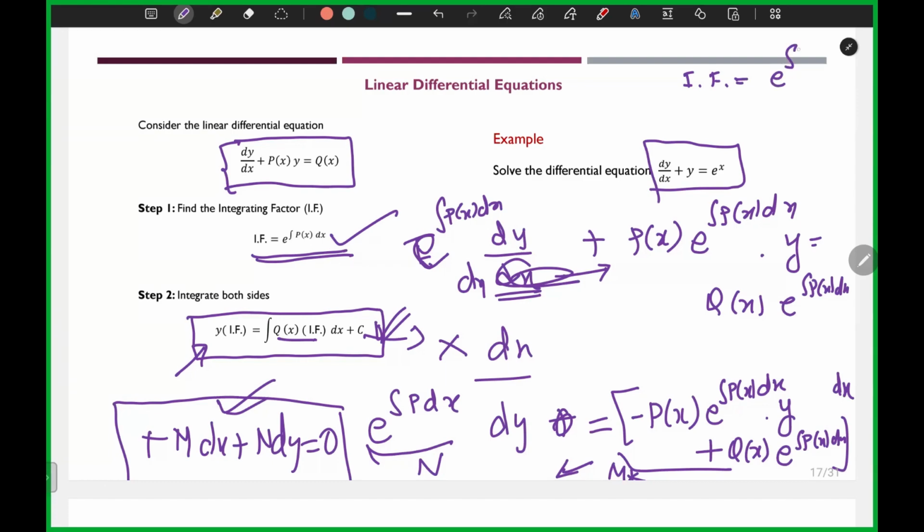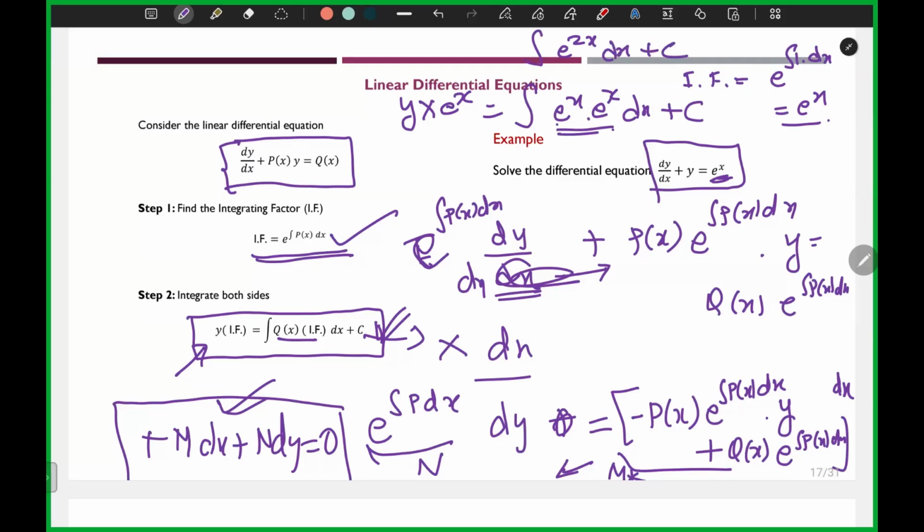e to the power integral 1 dx, that is e^x. And what will be the final solution? y into the integrating factor equals the integral of Q(x), what is Q(x) here? e^x, into what is the integrating factor? e^x. So e^x into e^x, these are the same, plus c. So it is nothing but y e^x equals e to the power 2x upon 2 plus c. It is the final solution.